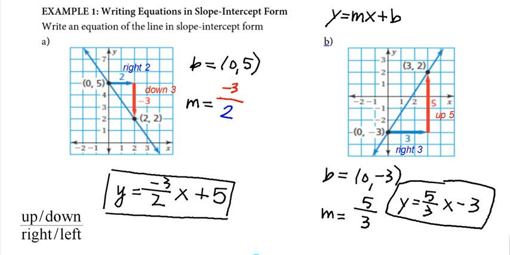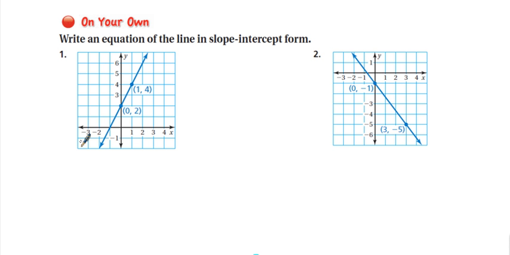All right. If you look at your paper, it says for the next part, on your own. And the problem is to write an equation of the line in slope-intercept form. For these two graphs, you are going to write the equation in slope-intercept form on your own. So number 1, number 2, you're going to pause the video and write the equations. Then you're going to come back to check your answers. Okay? So again, pause the video, try them on your own.